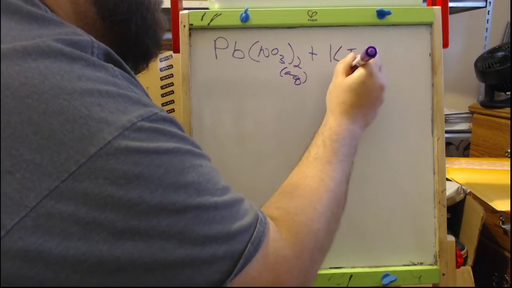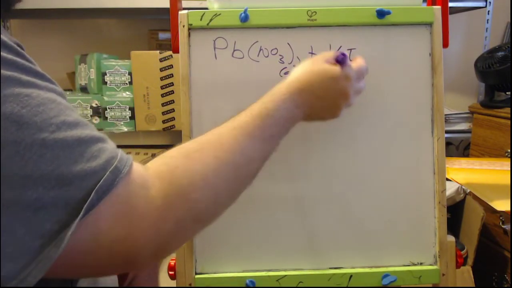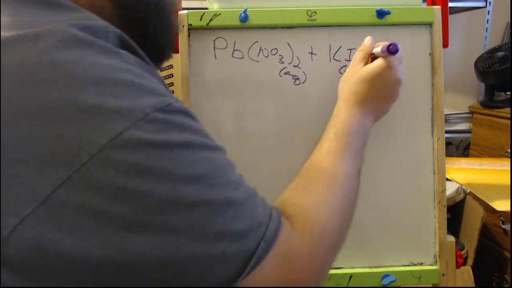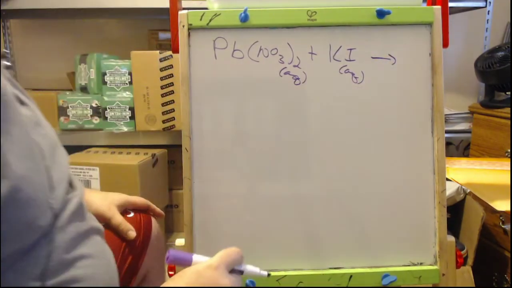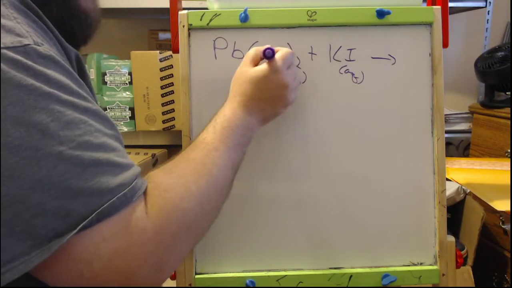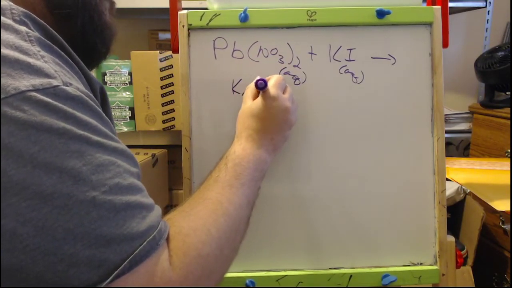If you look at your solubility rules, I have a group 1 or a group 17, okay? But a group 1, always going to be aqueous. All nitrates, always going to be aqueous. And what products am I going to get out of that? Well, we're going to switch partners. Lead is going to go with iodine. Potassium is going to go with nitrate. So our products would be potassium nitrate.